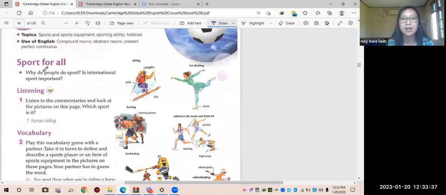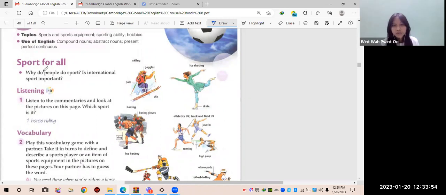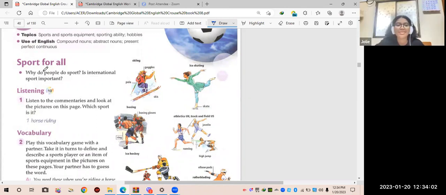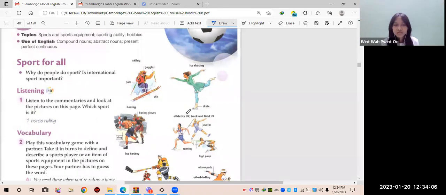Yes, correct. So these are the reasons why people do sports, and why people do different kinds of sports according to their hobby. So is international sport important? Tell me first, what are the famous international sports? Football, basketball, skateboarding, swimming, cycling, and you can see here, right?